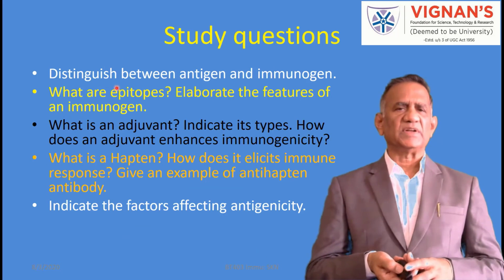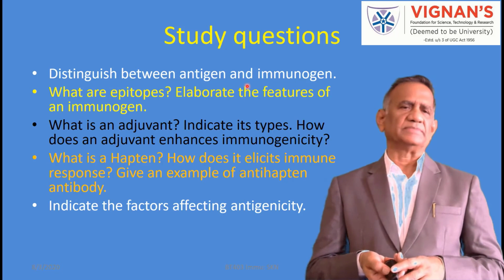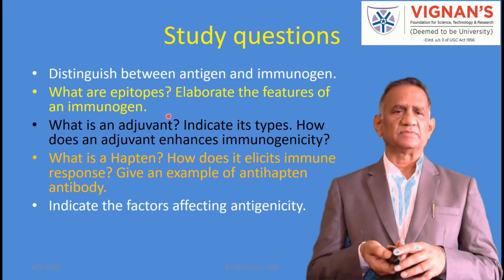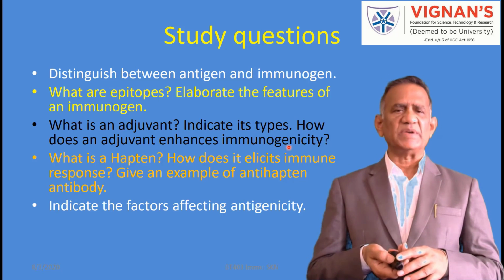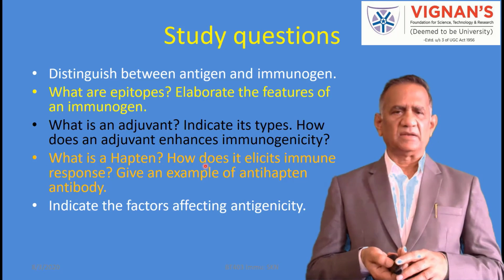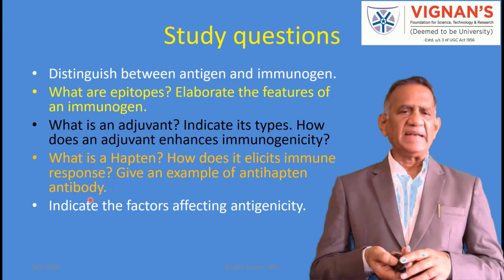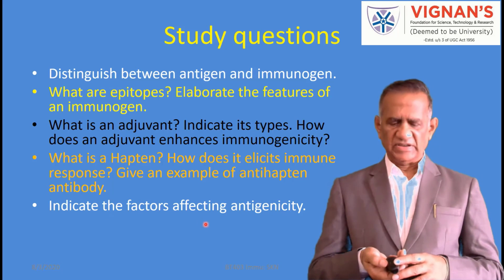Now the study questions for this topic 7. Distinguish between antigen and immunogen. What are epitopes? Elaborate the features of an immunogen. What is an adjuvant? Indicate its types. How does an adjuvant enhance immunogenicity? What is a hapten? How does it elicit an immune response? Give an example of an anti-hapten antibody. Indicate the factors affecting antigenicity.